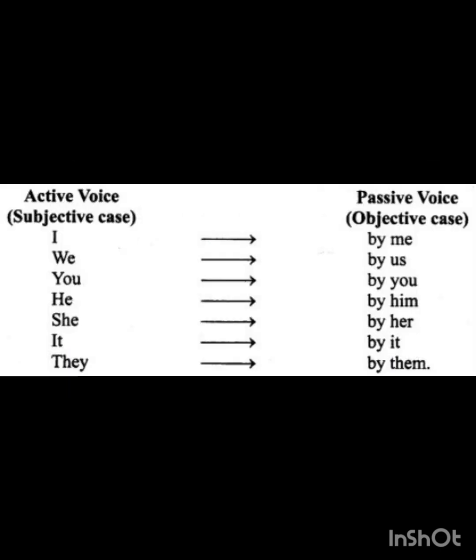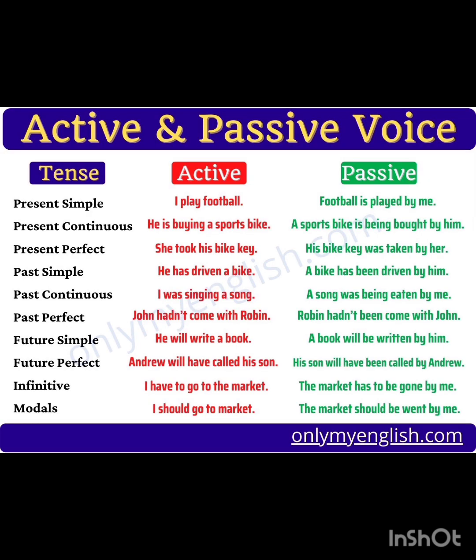Now, let's learn what to write in the passive voice when we are converting subject to the place of object. If you're converting subject to the place of object, I becomes me in passive voice, we becomes us, you becomes you, he becomes him, she becomes her, etc. And we will always use by when we are talking about passive voice.